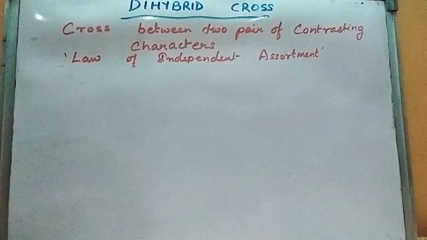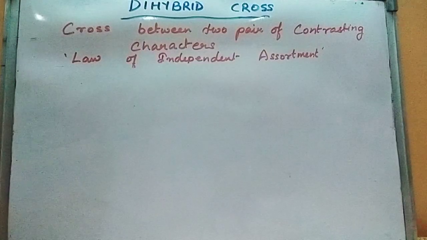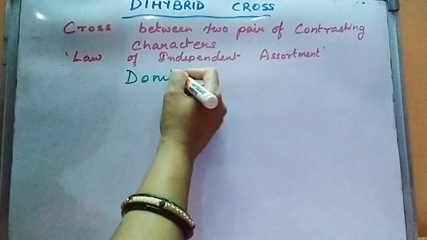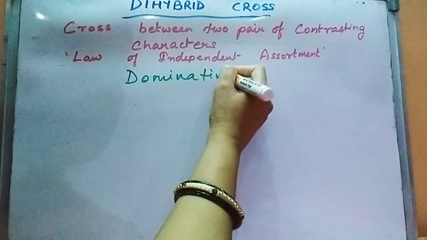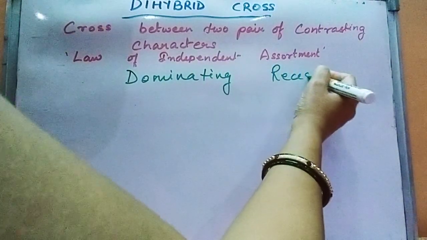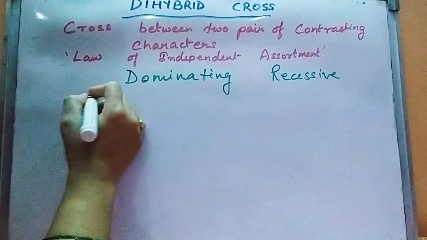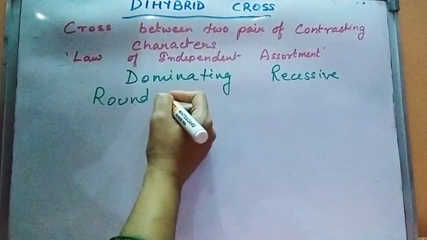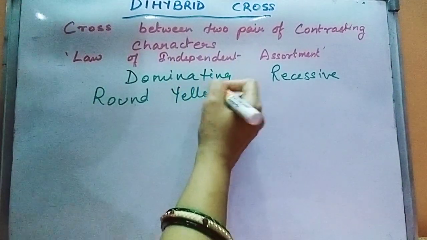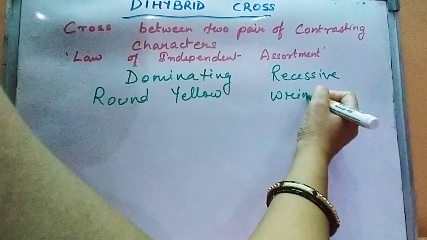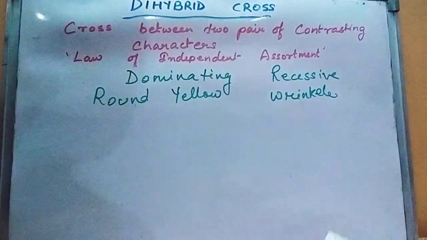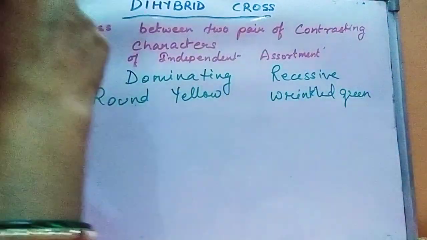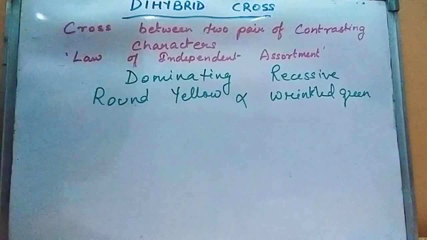So what Mendel took in this particular cross, he took two pairs. So what was the pair? Let's see, dominant and recessive. We'll go fast, just see and understand. The dominant was round and yellow, that is the shape and color of the seed, whereas the recessive was wrinkled and green. So this was crossed to give the first generation, that is F1.